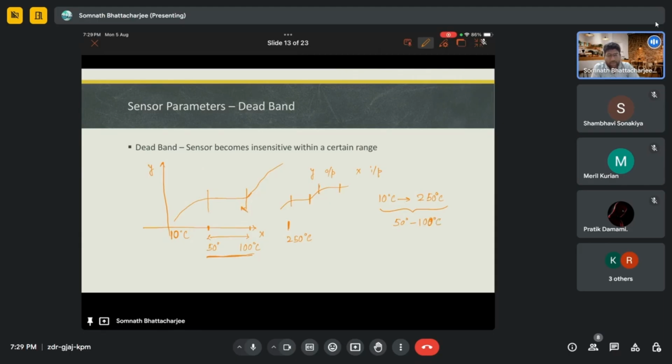So in a worksheet, you should always mention that your fabricated sensor is working within the range of 10 degrees to 250 degrees centigrade, and in between there is a certain range of a deadband where that sensor is insensitive to any kind of change in the input values, that is from 50 degrees to 100 degrees centigrade.